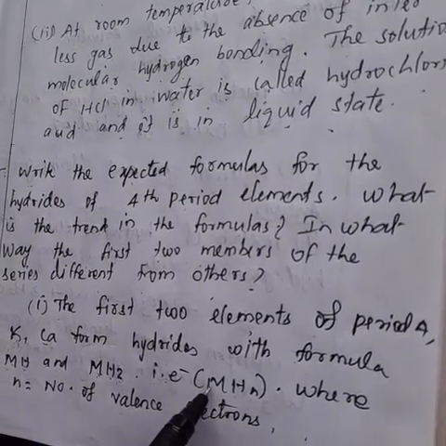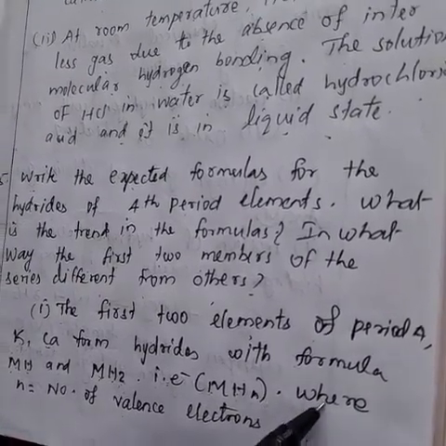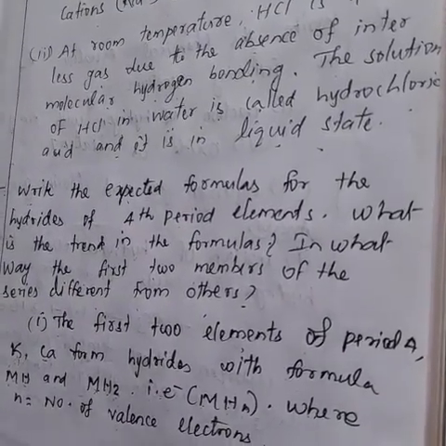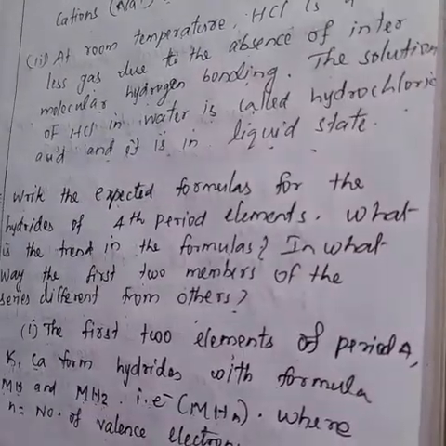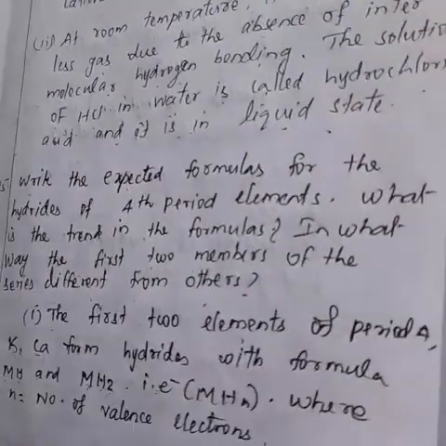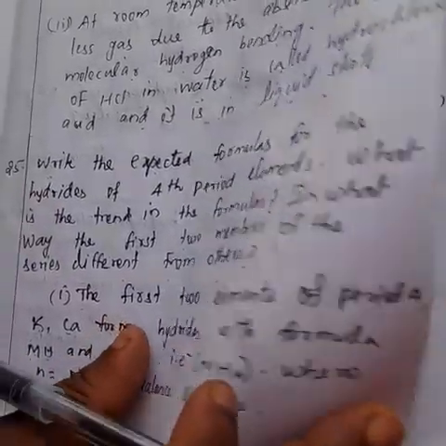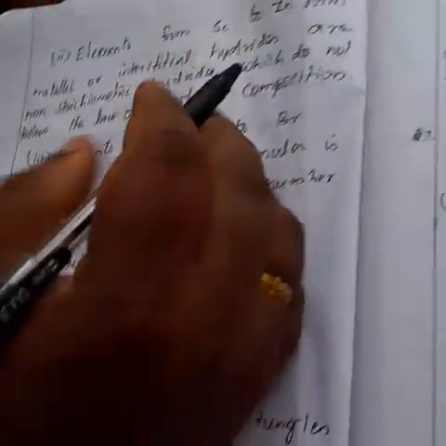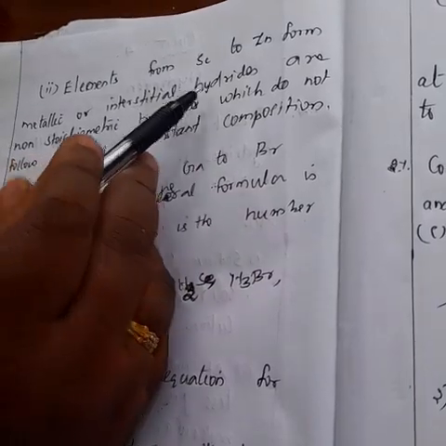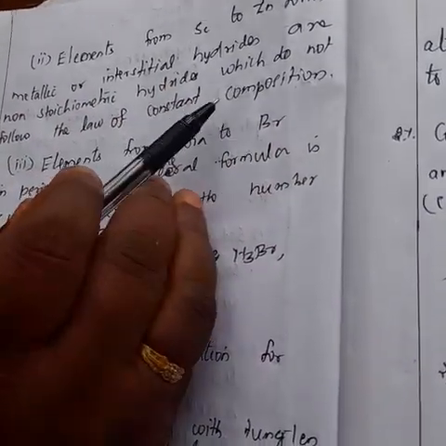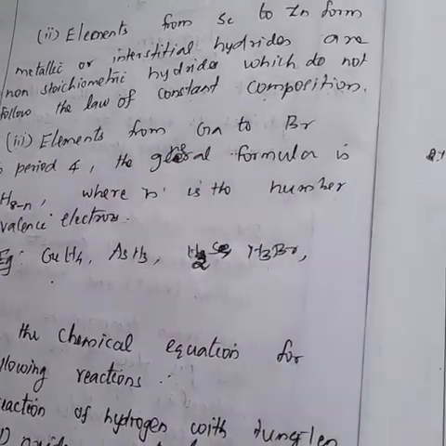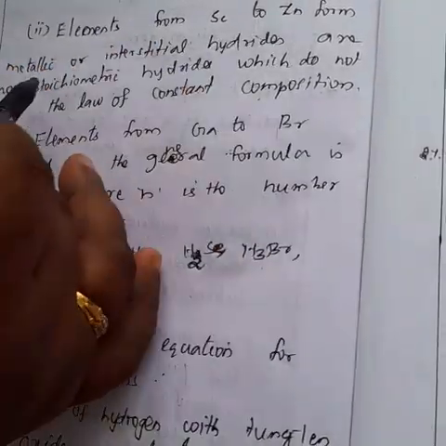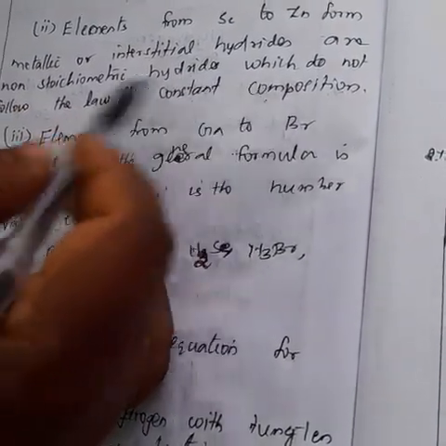Okay, that is the general formula MHn, where n is the number of valence electrons. Okay, the number of valence electrons of calcium is 2. That's why MH2, CaH2, is formed. And point number 2, elements from scandium to zinc form metallic or interstitial hydrides or non-stoichiometric hydrides which do not follow the law of constant composition. Okay, the elements from scandium to zinc form non-stoichiometric hydrides, so they do not follow the law of constant composition.